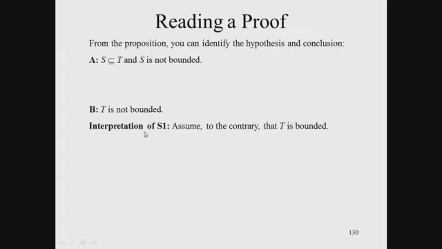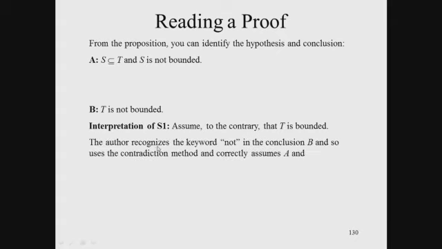Why did the author choose the contradiction method? Because the keyword not is in the conclusion. Exactly. So now we have to remember how the contradiction method works. In other words, what should you assume is true? The forward statement. You should assume the statement A: S is a subset of T and S is not bounded.